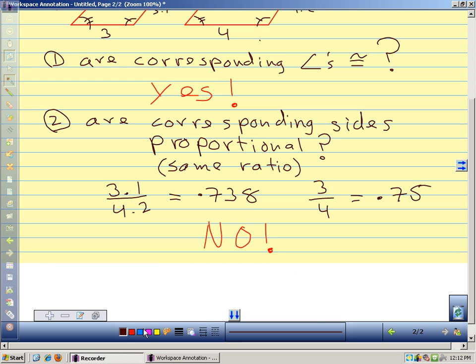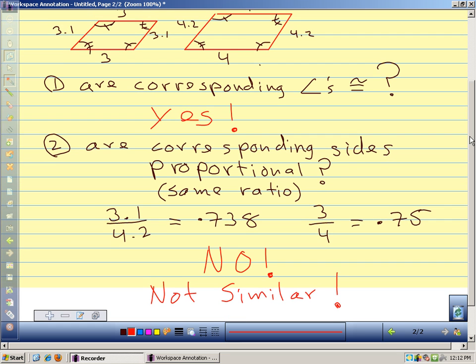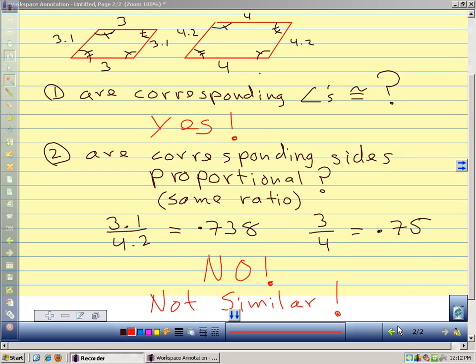So these are not similar. Because both of these have to be the same. The angles are okay, but the sides are not proportional. So they're not similar. Both of these have to be true for the shapes to be similar.